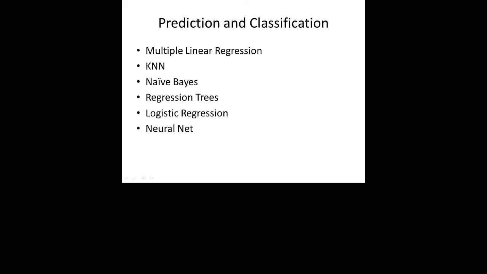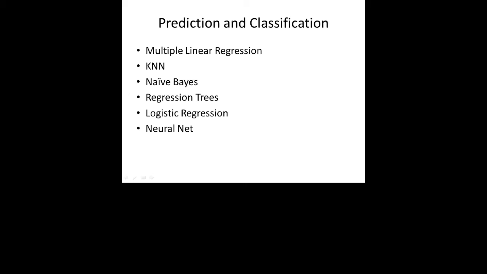Whereas prediction models continuous valued functions. So in prediction, we will be predicting a specific value. Classification is the task of generalizing known structure to apply to new data.